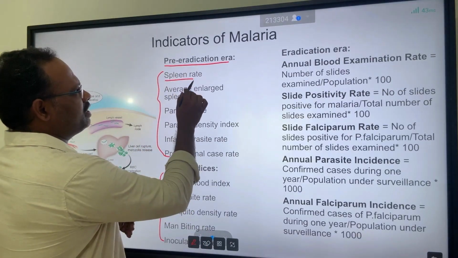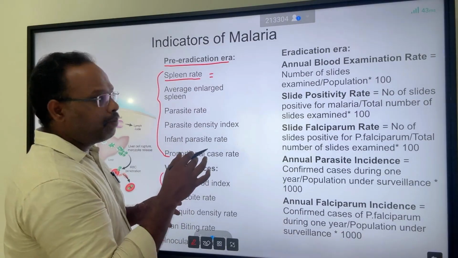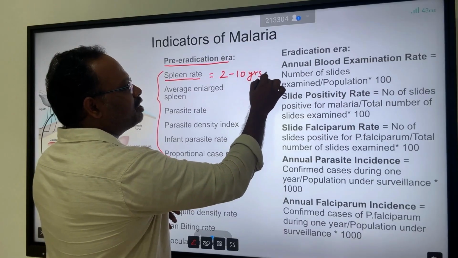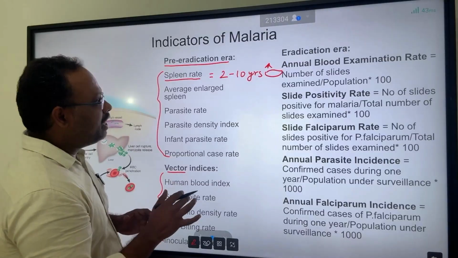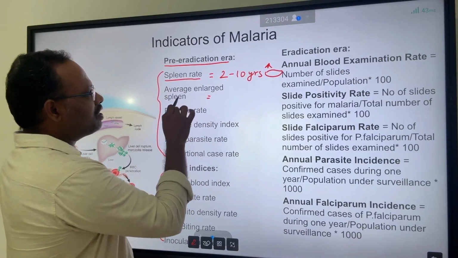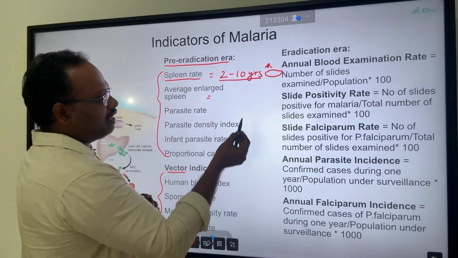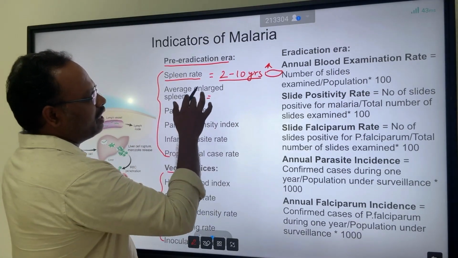In the pre-eradication era, we used the spleen rate, which is the proportion of children between 2 to 10 years of age with an enlarged spleen. And the average enlarged spleen means that, out of these children aged 2 to 10 years, the average size of the enlarged spleen is measured as the indicator.